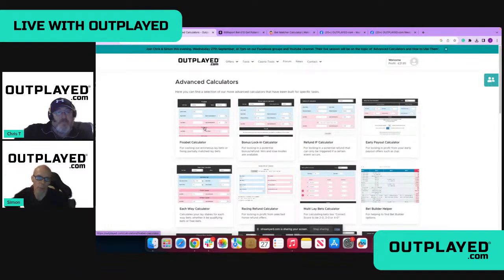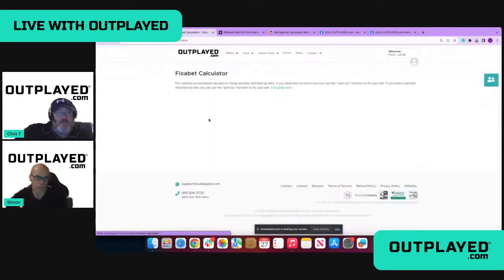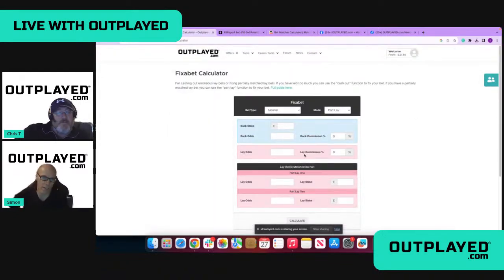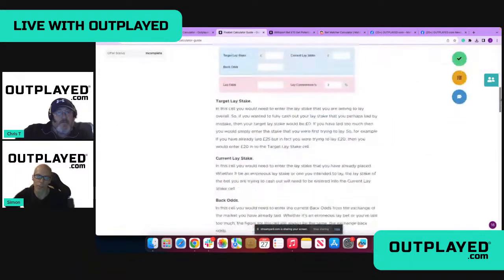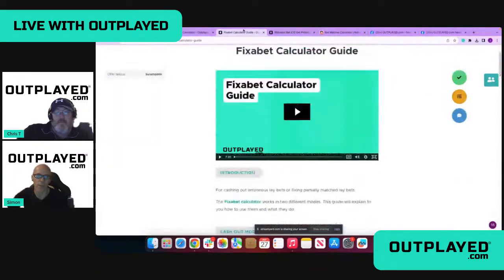First one, really important to know about. Not necessarily an advanced calculator, but it's absolutely vital to know your way around, is the Fixabet calculator. Now, with all these calculators that are on the website, there are guides for them. So there's a guide there. I'll control click on it and open a new tab. And there's a nice guide with a video about how to use the Fixabet with the written information as well.